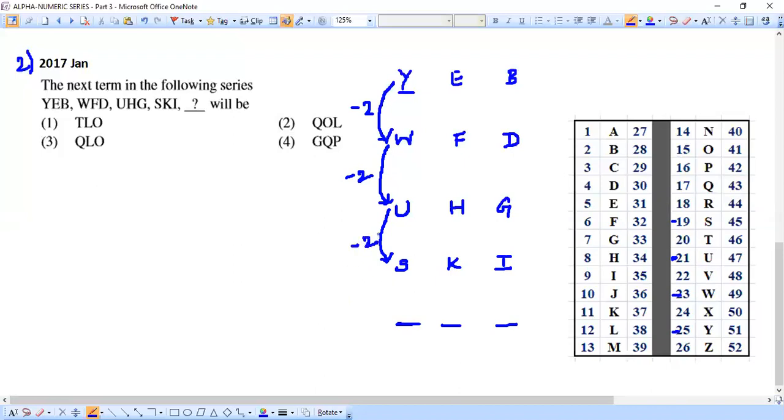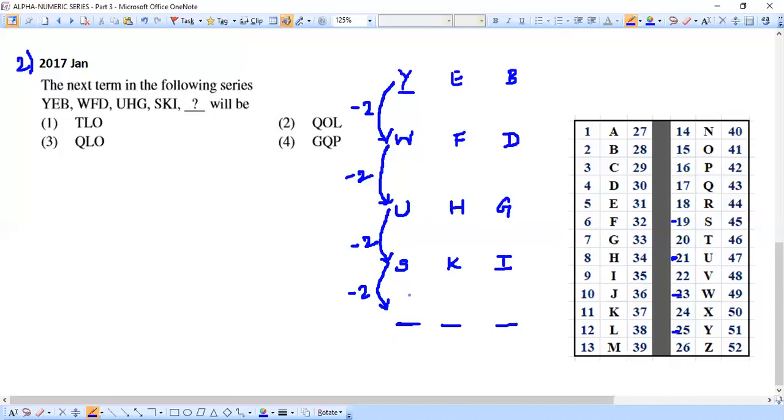So we are very clear with what is done for the first letter. They are just doing -2, -2, -2. In order to find the first letter of the missing term, we need to do the same -2. From S, which we know is at the 19th position, we do 19 -2, which gives us 17.